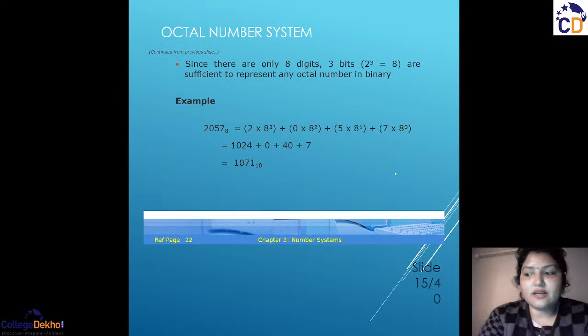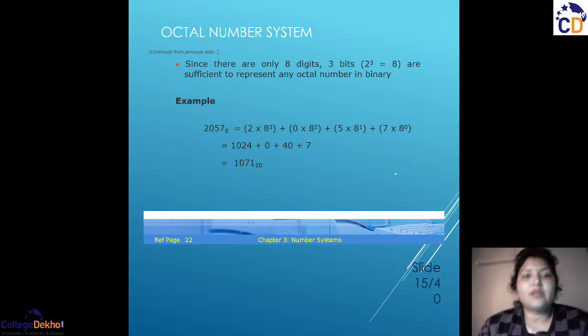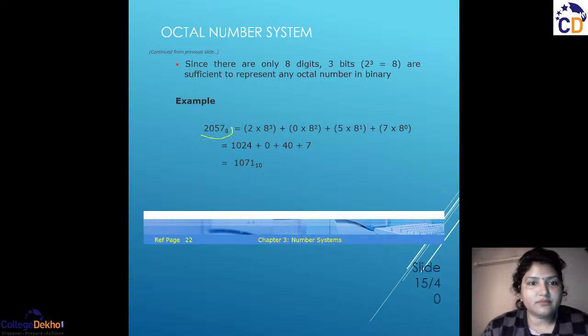Next thing, let us understand this octal part also, how it works. Since there are only 8 digits, 3 bits, 2 to the power 3 is equal to 8, are sufficient to represent any octal number in binary form, right? So let us see how it works. So you have any number, its base is 8, right?